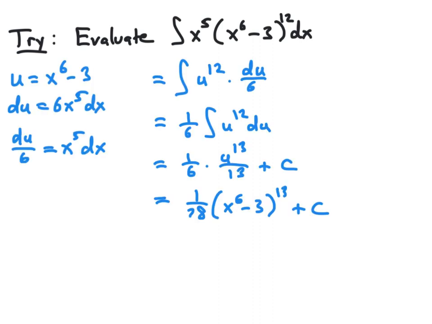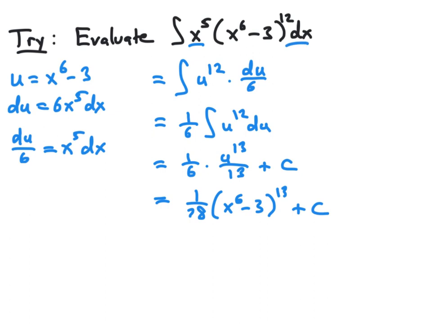Here we're going to let u equal x to the 6th minus 3, the inside function of our composition. Du will then be 6x to the 5th dx. Du over 6 is x to the 5th dx, and that is what we need to substitute in since the integrand there is missing that constant of 6.